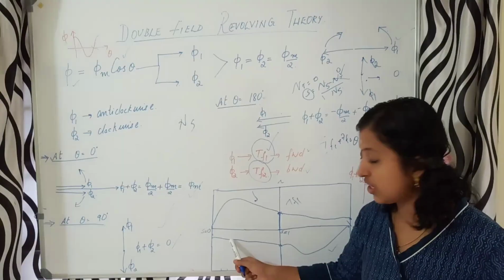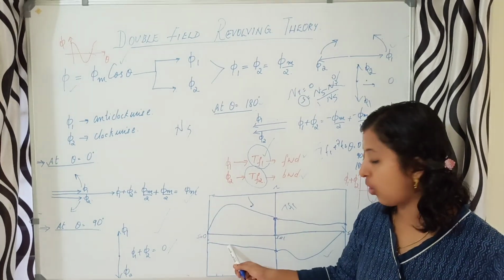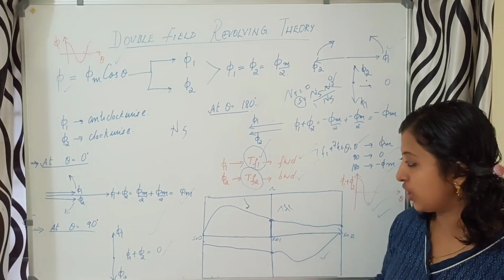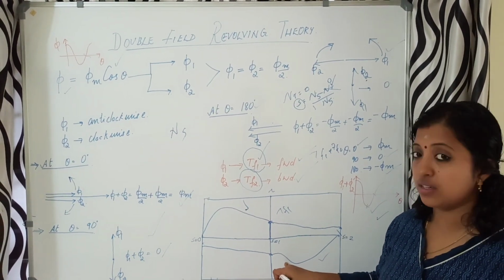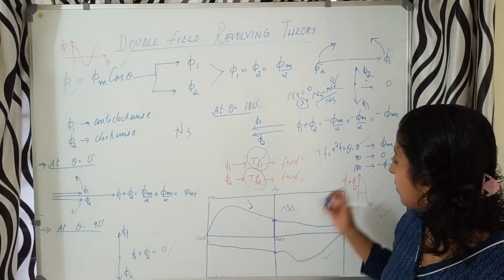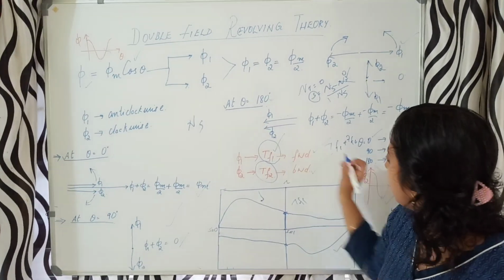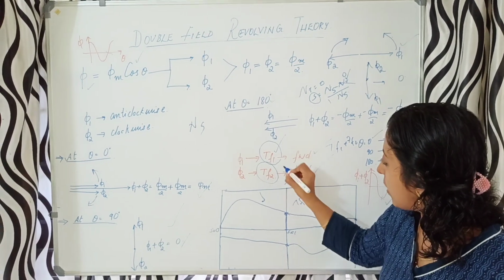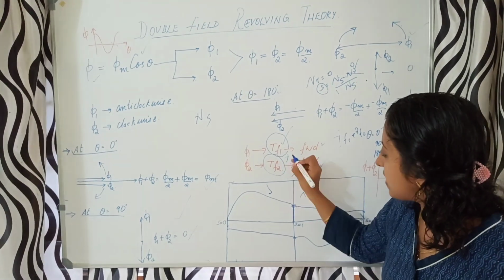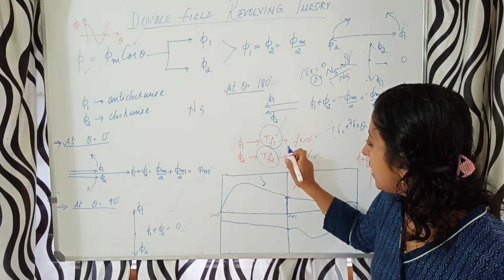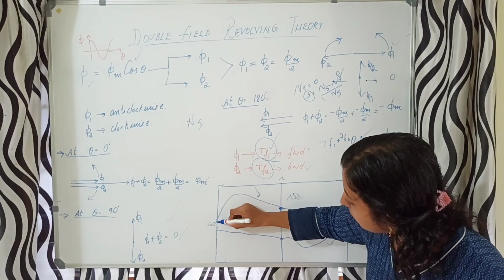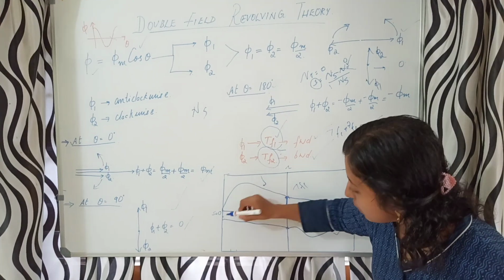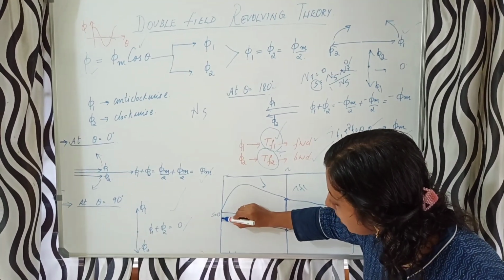So at every instant you have two torques, and the resultant torque will be the sum of Tf1 and Tf2, where Tf2 is a backward or anti-clockwise rotating torque. So the resultant will be Tf1 plus Tf2, which is actually Tf1 minus Tf2. Let's start from this point. You have a 0 Tf1 and a negative Tf2. So this will be your starting point.